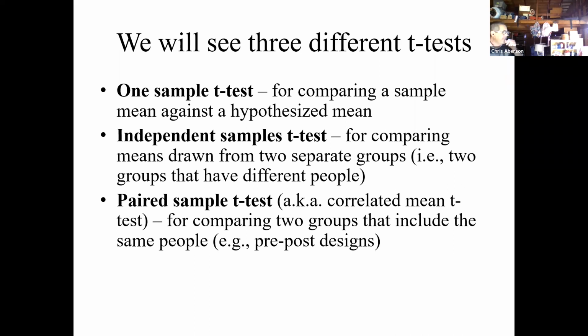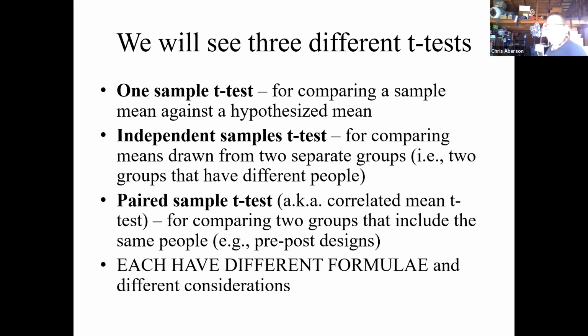And finally, there's the paired sample t-test, sometimes called the correlated means t-test, comparing two groups that include the same people. Most commonly, this is like a pre-post design. Sometimes you see designs like this with romantic partners, things that are naturally paired. But pre-post is I think 99% of the uses here. Each of these are going to have different formulas, so it's important to understand what situation we're in and which t-test we're using.